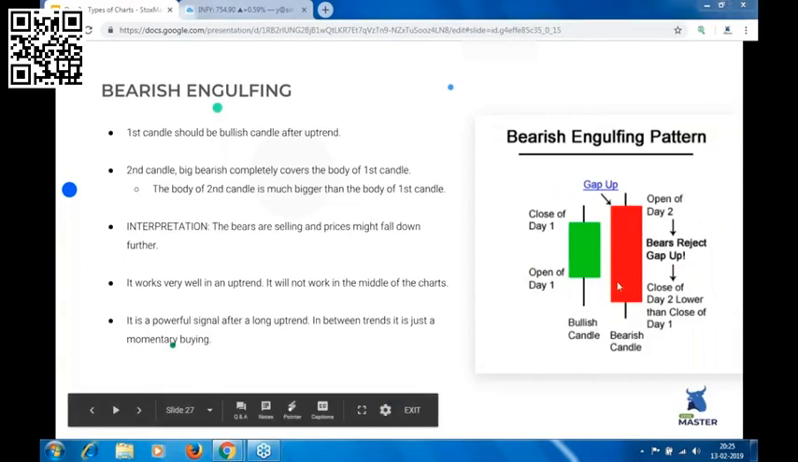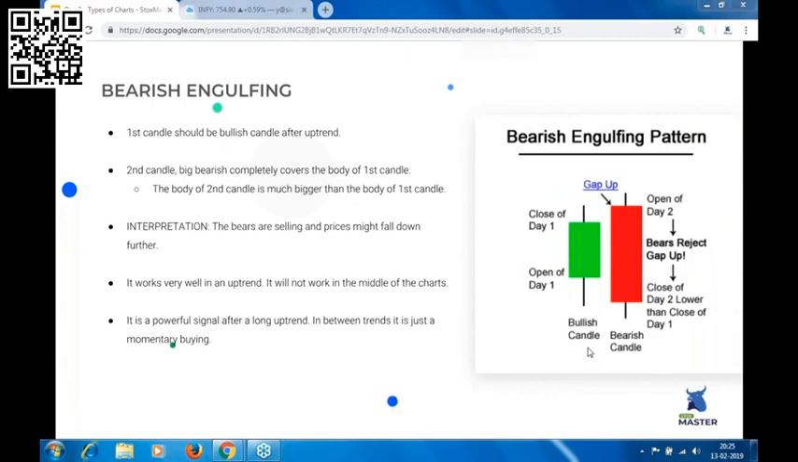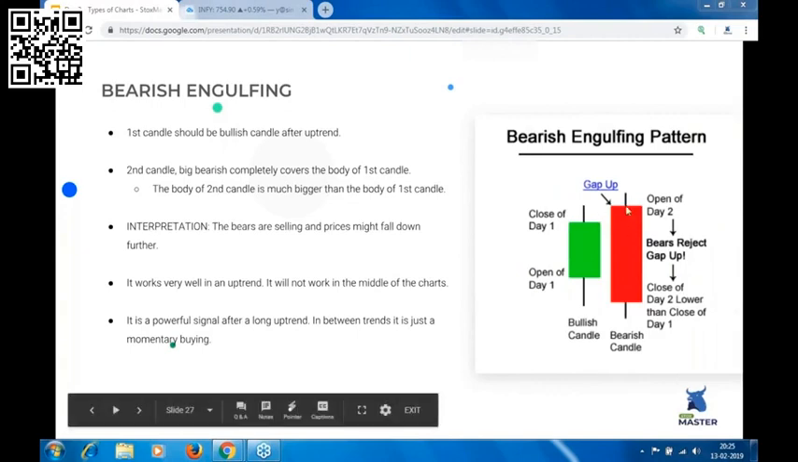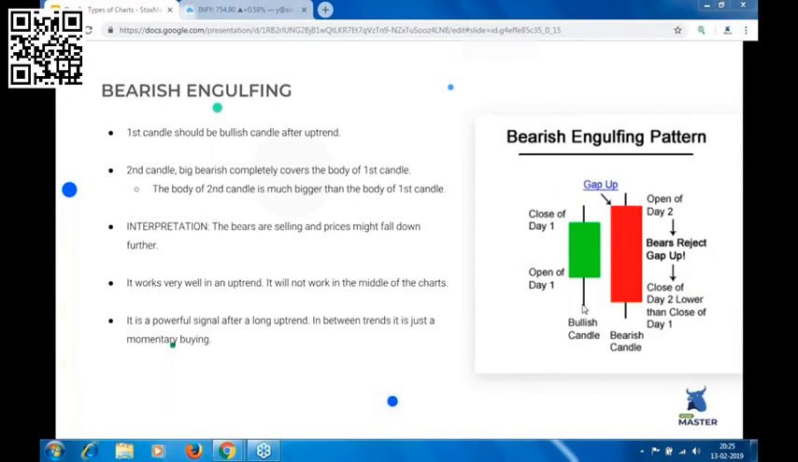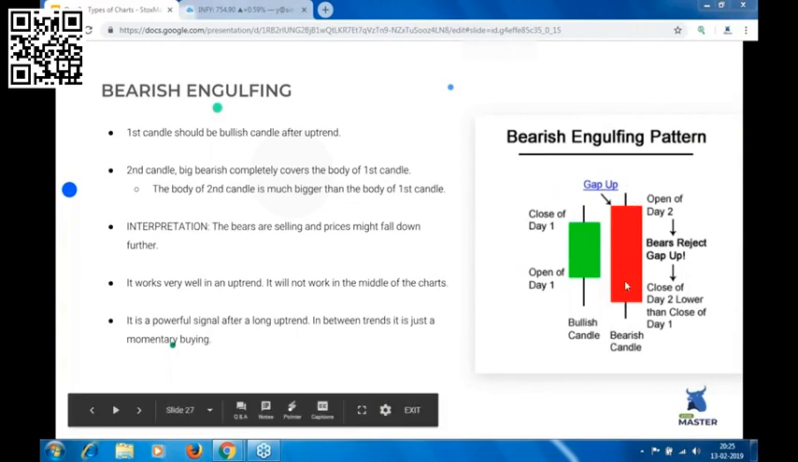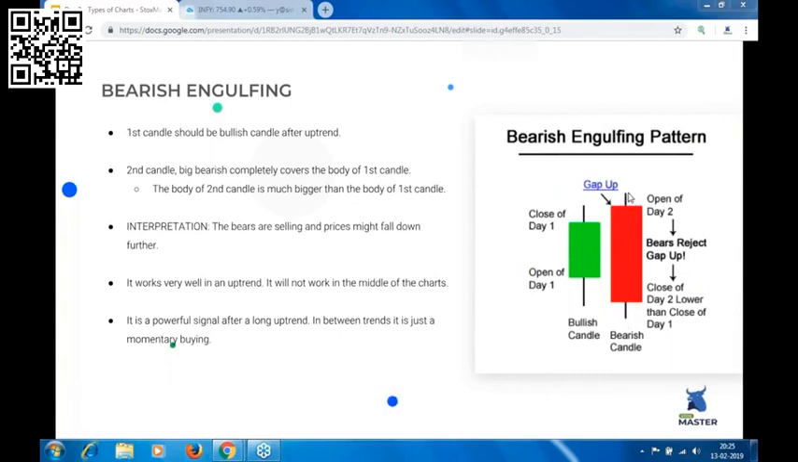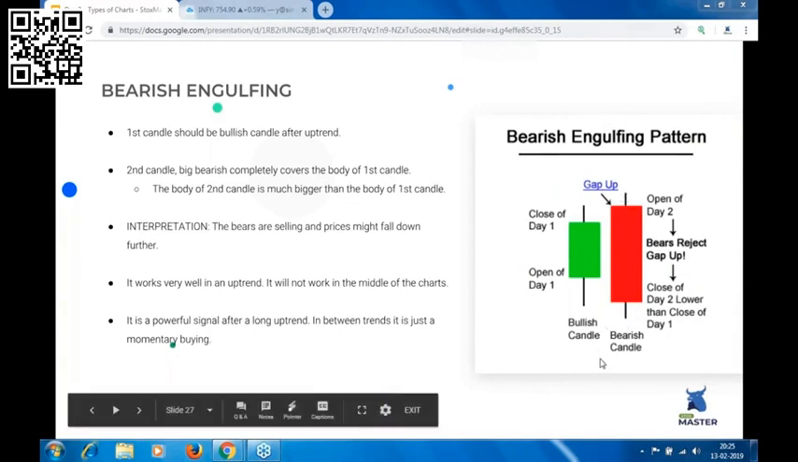Now bearish engulfing. Bearish engulfing means that the first candle should be a bullish candle, and for the second candle there should be a gap up opening, but the second candle should fully engulf your first candle. The body of the first candle should be within the range of the second candle. This is known as your bearish engulfing pattern. And in this case, we will enter when the low of this candle is broken, and we can keep a stop loss just above the high of this candle.